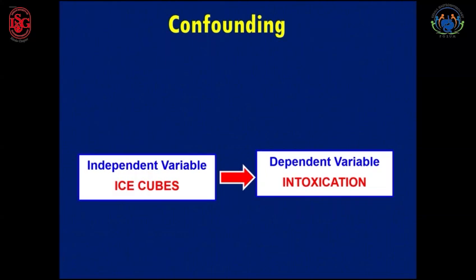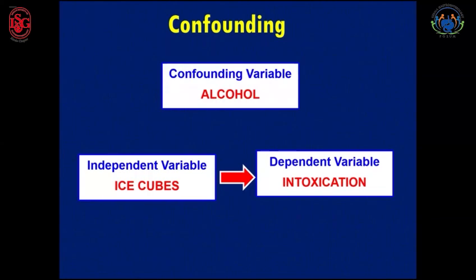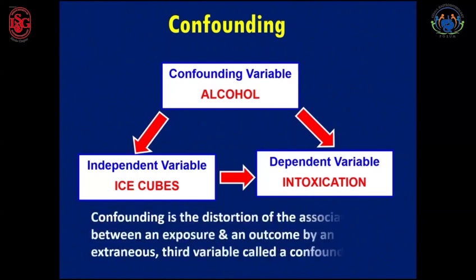But we know that this is because of the effect of alcohol, which is associated both with the ice cubes, because many people take alcoholic drinks with ice cubes, and also alcohol can produce intoxication. These types of variables are what are called the confounding variable. Confounding is the distortion of the association between an exposure and an outcome by an extraneous third variable called a confounder. So if you are looking at intoxication and ice cubes alone, we may reach a wrong conclusion that ice cubes may produce intoxication because of the confounding variable.